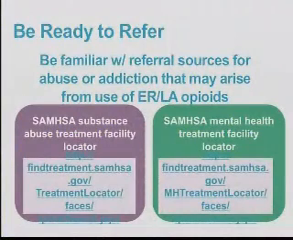You can look online. There's a group called SAMHSA, S-A-M-H-S-A, that will help you find a substance abuse treatment facility and mental health treatment. Be familiar with those referral sources, because when you're treating with extended release and long-acting opioids, you will inevitably and undoubtedly need to be able to refer somebody.